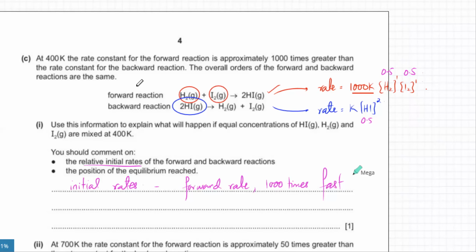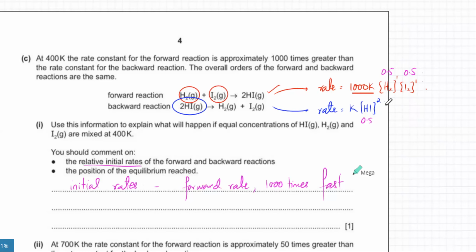And the backward one, he said that the overall orders of the forward and backward are the same. Now, in the backward reaction, you have one reactant, which is HI. So rate depends on the concentration of HI. But since the orders are the same, this is going to be 2. Like the forward orders are 1 for this, 1 for this, so the overall order would be 2. The overall order of the backward would be the same, so it has to be squared. Is that clear as well?